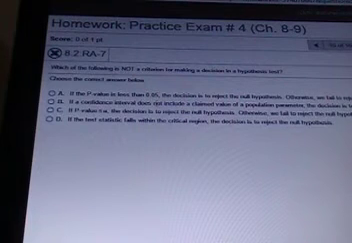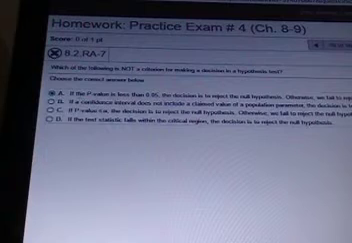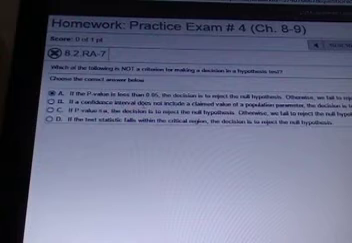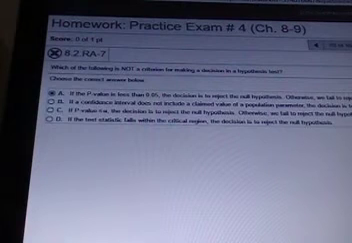Luckily, you don't have to decide what it is. They always give it to you in a problem. But because it can change from problem to problem, that's why this statement's not always true. In B, if a confidence interval does not include a claimed value of a population parameter, then you can reject the null.